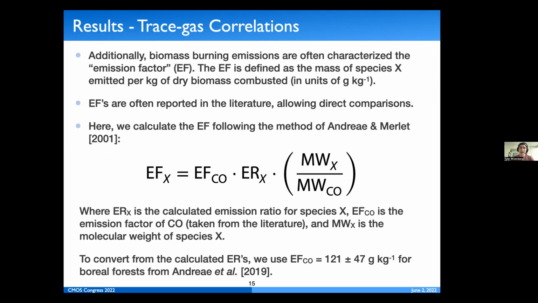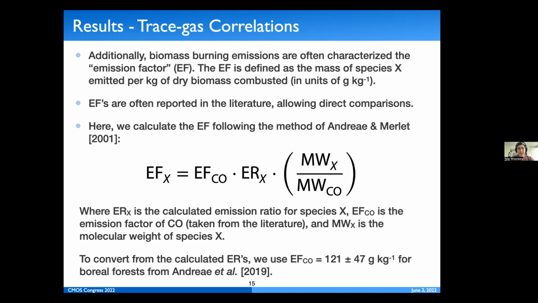Additionally, on top of that, biomass burning emissions are often characterized by what's known as the emission factor, which is basically defined as the mass of species X which is emitted per kilogram of dry biomass that's being burned, usually given in units of grams per kilogram. And these emission factors are what's most often reported in the literature. So this allows us to more directly compare with previous studies and previous measurements.